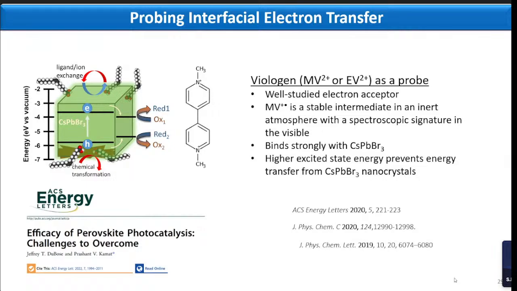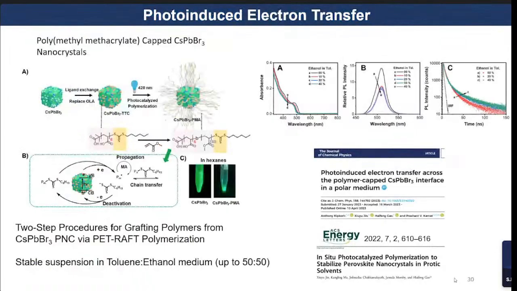So again, it's the same material. Just now I told you with a molecule it was transferring energy. Now it can transfer electrons to this one. So we want to use this as a probe. And one of the things with cesium lead bromide is that it's extremely sensitive to the polar environment. But the molecules we are using need to be liquid and polar, so that's the dilemma.